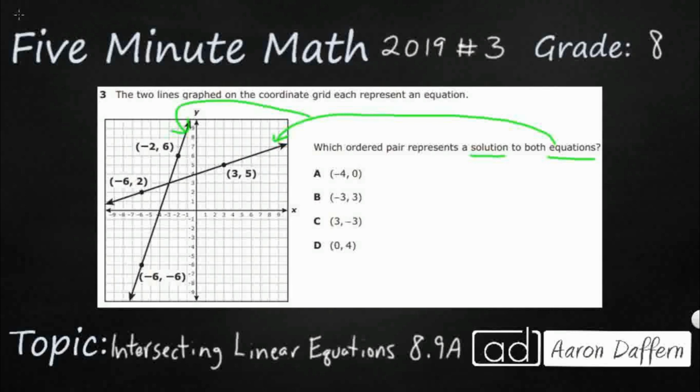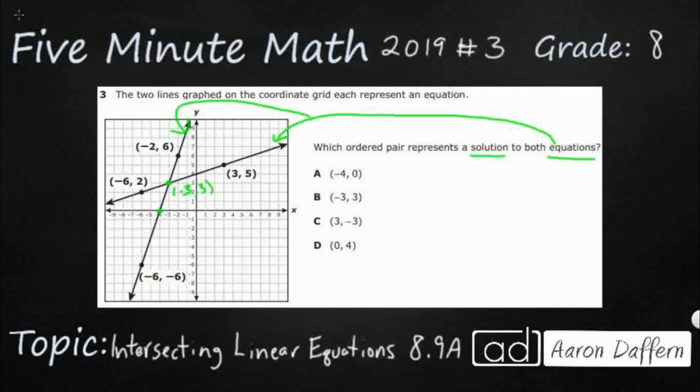Well, let's just plot some of these ordered pairs and see what looks correct. So -4, 0 looks like it's right there, so it looks like it's on one of those lines but not both. -3, 3, that actually looks like it's that intersection right there. There's that -3, 3. I'll label that one.